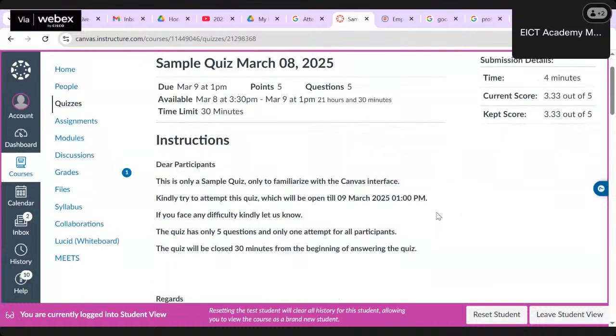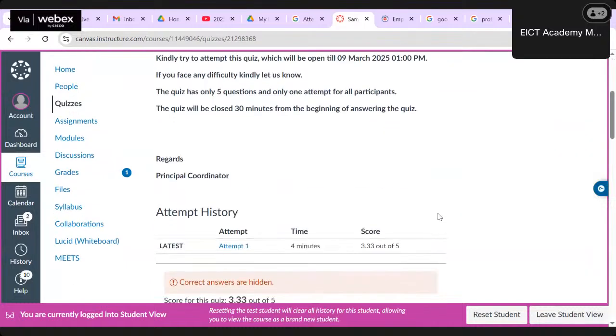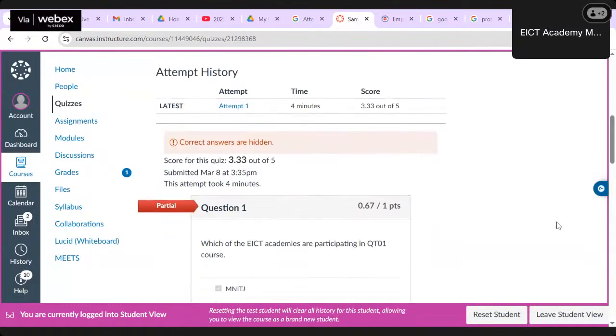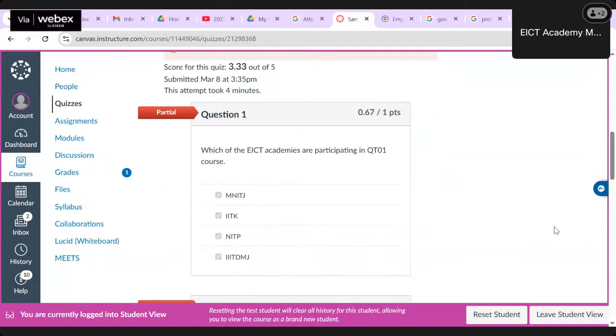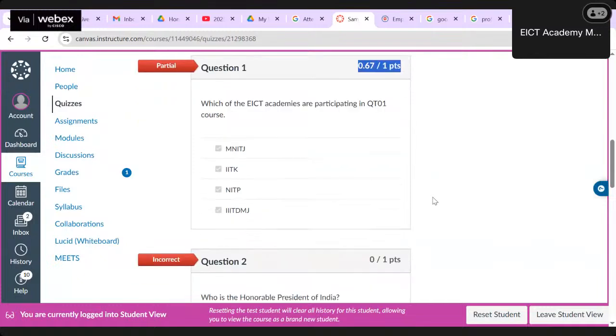The results are shown like this. You can see here, the first question we have attempted. Only IIT Kanpur was not involved, but I selected IIT Kanpur also. So it is showing one answer wrong out of 4. The mark is showing as 3 are correct, so you are getting 0.67 points out of 1, as one is wrong.